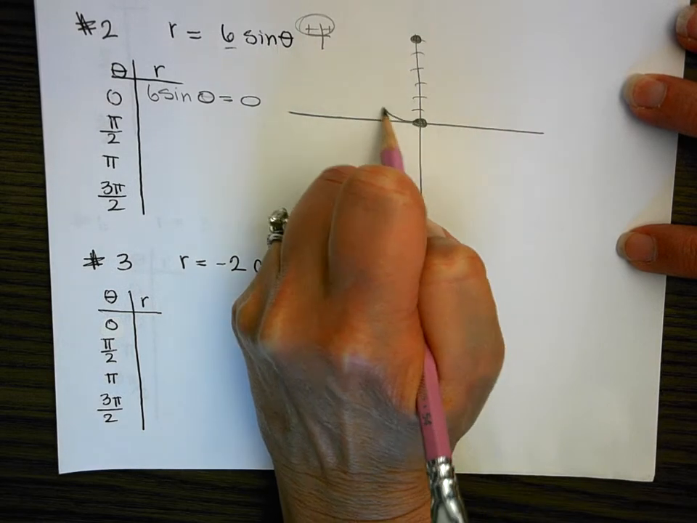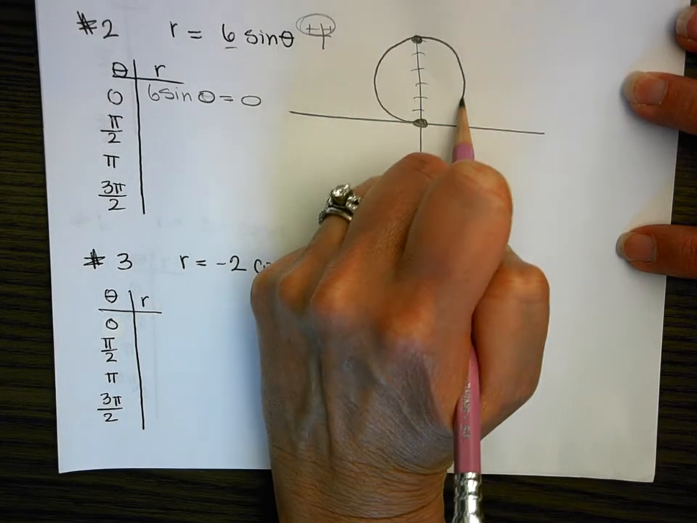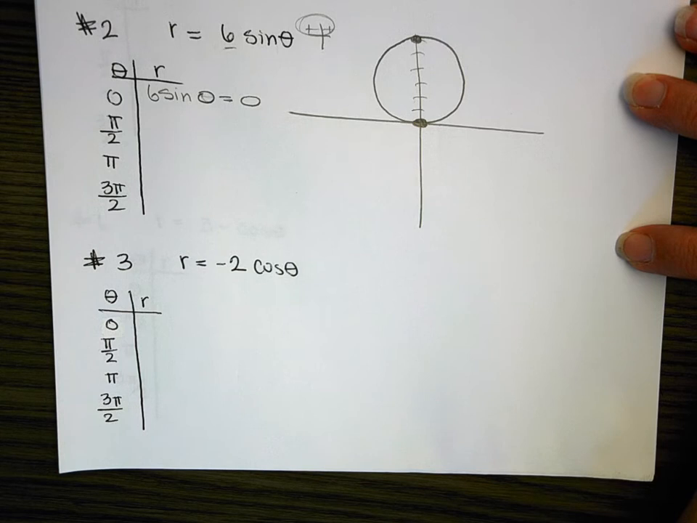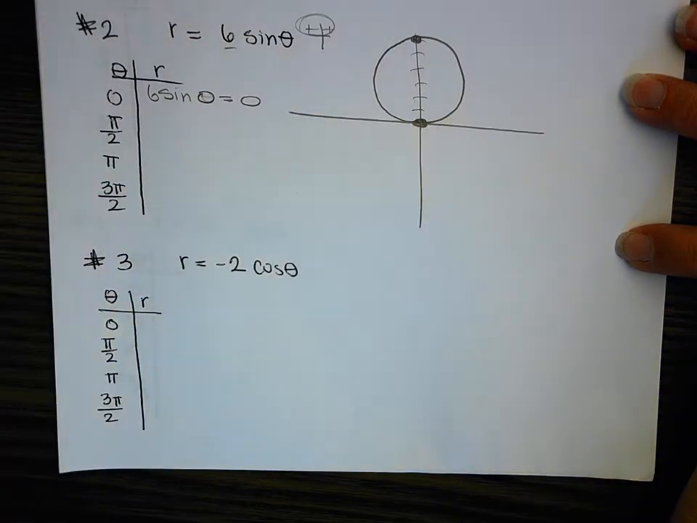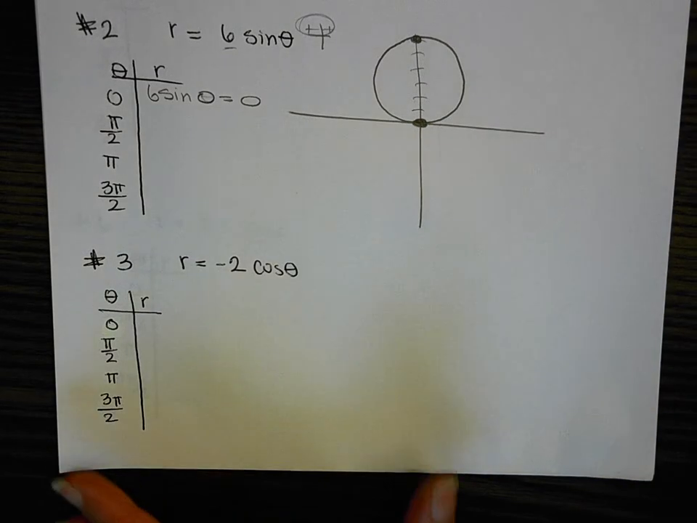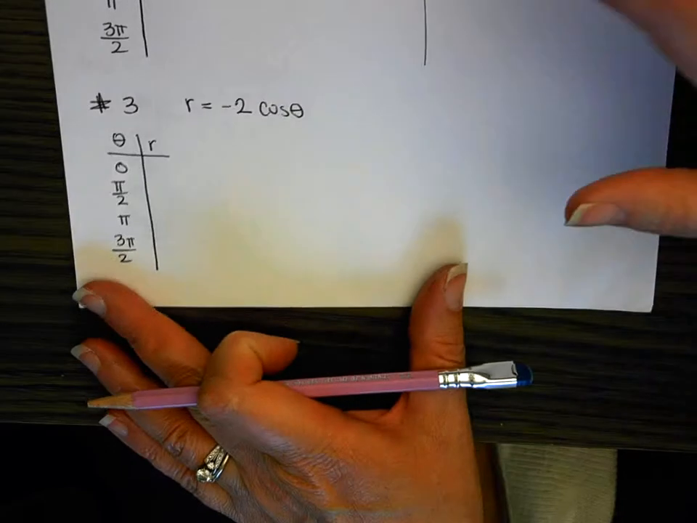And then I do the best that I can. It won't ever be perfect to draw a circle that is pretty uniform. Okay. All right, and then again, I could fill in the table if I wasn't sure. All right, so let's take a look at question number 3.